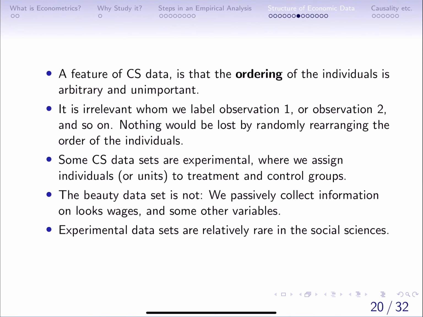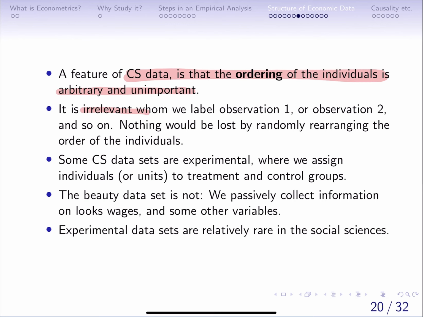So remember that one feature of cross-sectional data is that the ordering of the individuals is arbitrary and unimportant. It really doesn't matter whether the person who goes first in our data set was put last and the person who goes last goes first. It does not matter. As long as we have the data on all those individuals and structured systematically, we don't have a problem. So it's irrelevant who we label number 1 or 2 and so on. Okay, so you can always randomly rearrange the individuals and nothing will be lost.